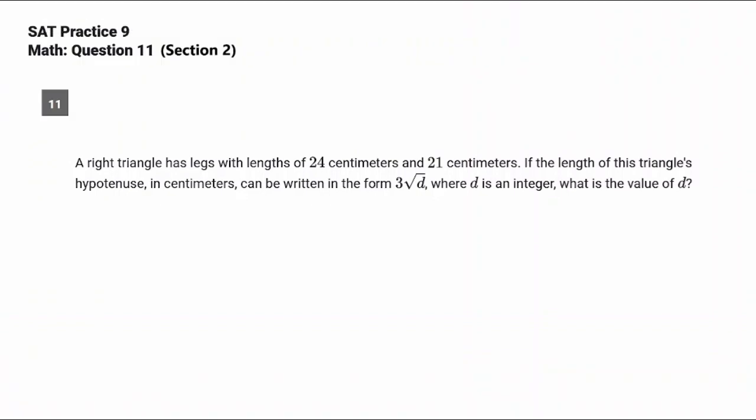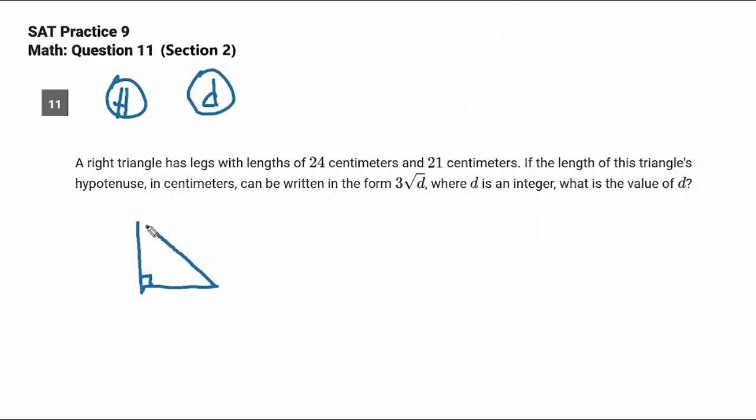We're on SAT Practice Test 9, Math Section 2, Question 11. What's the level of difficulty? It's hard. A right triangle has legs with lengths 24 and 21. If the length of the triangle's hypotenuse can be written as 3 root d, d is an integer, what's the value of d? So what are we looking for? We're looking for d. All right, as usual, Evil Testing Service has described a figure, but they don't show it to you, so draw it.